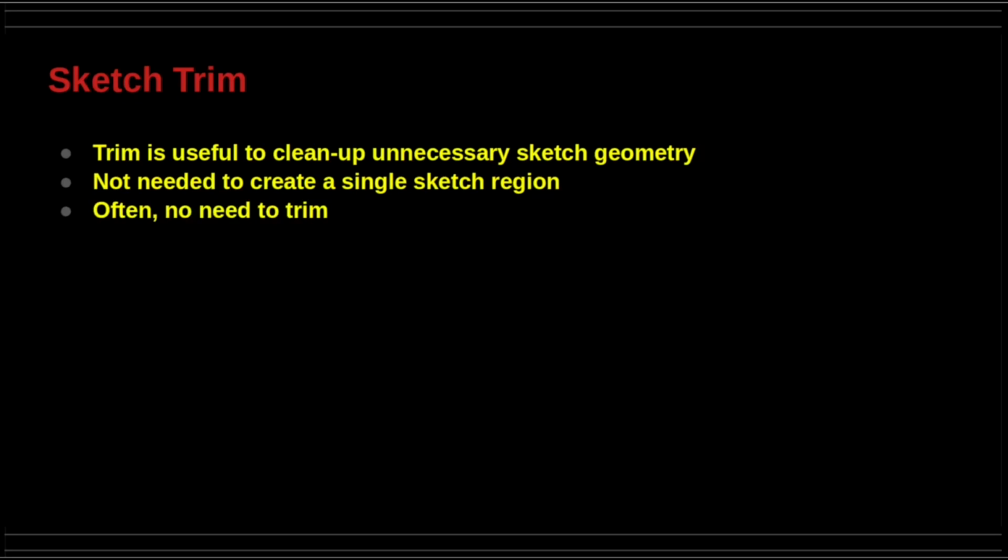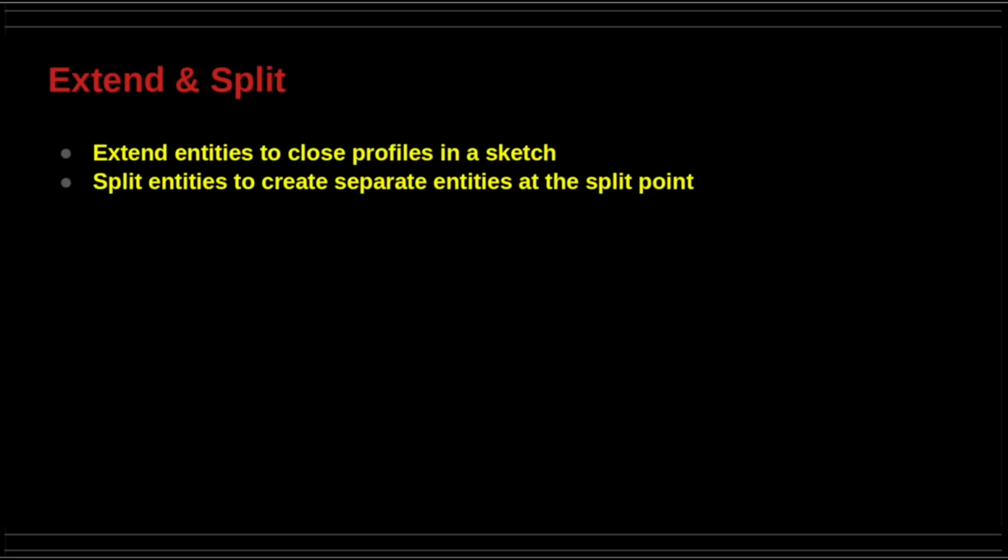Trim is a useful but simple way to clean up unnecessary sketch geometry. It is not needed to create a single sketch region, and often there is no need to trim. Extend entities to close profiles in a sketch, and the opposite is to split entities to create separate entities at the split point.